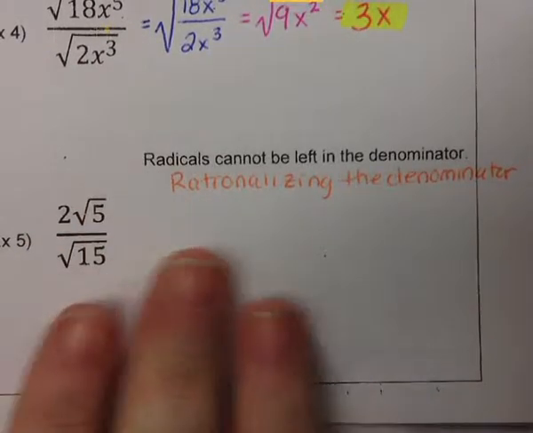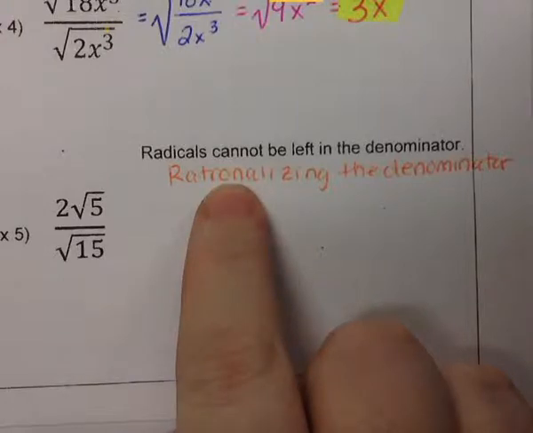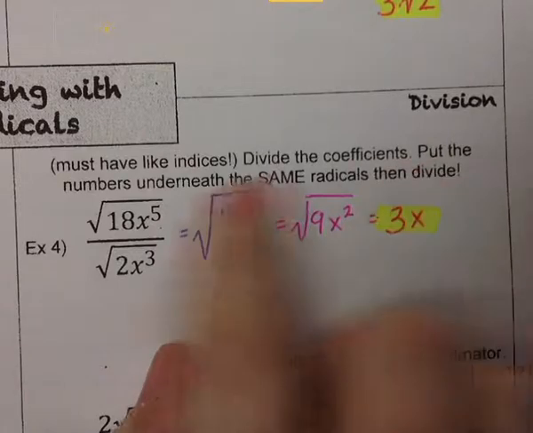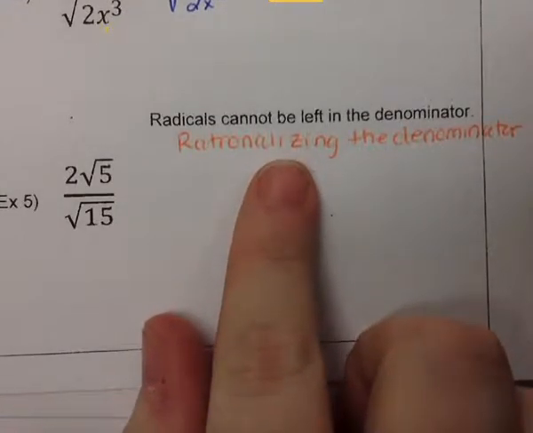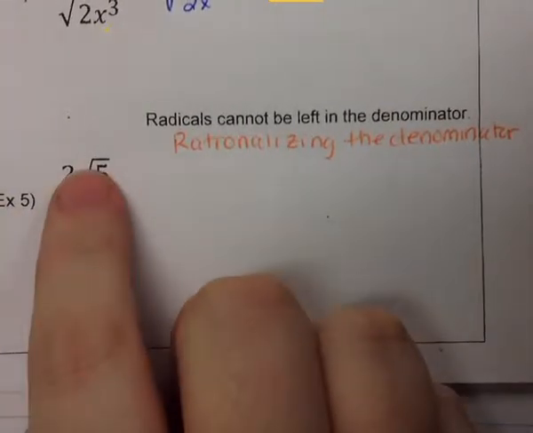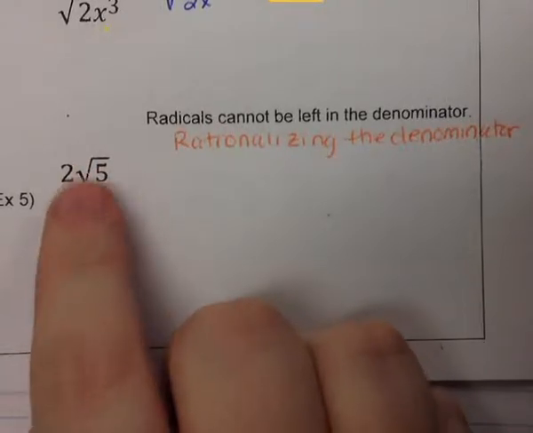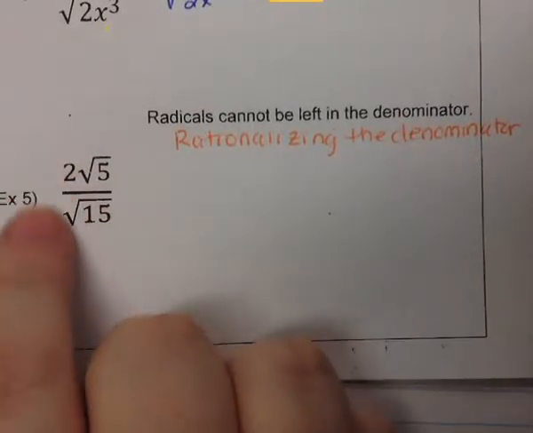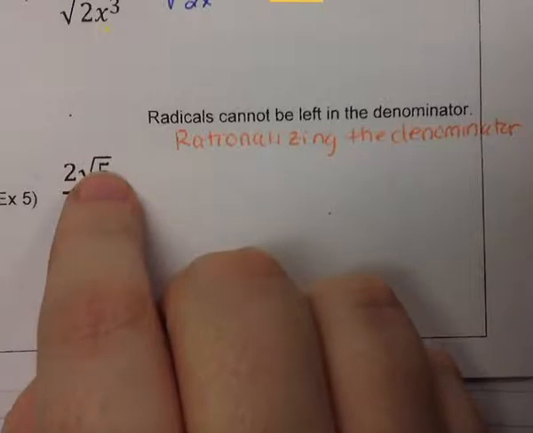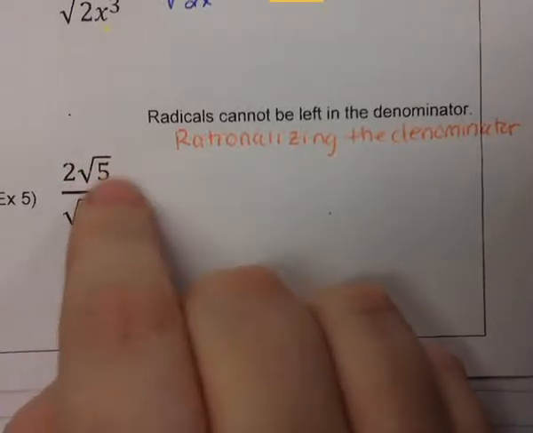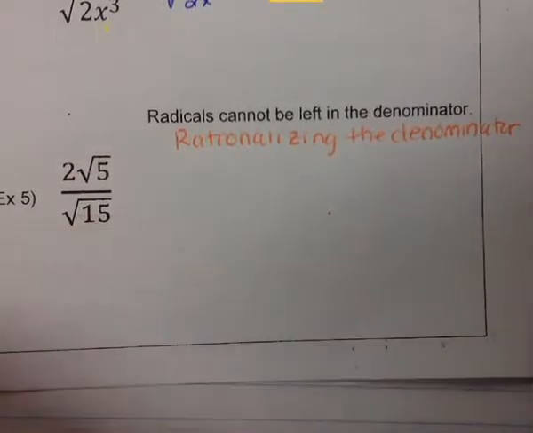However, I do not want to go straight into rationalizing if I don't have to. I want to try and simplify everything as much as possible before I have to do anything that could potentially make this process even longer. So for dividing, these do have the same index. These are both square roots. I want to see if I can divide the coefficients. 2 divided by 1 will not simplify. But then I want to know if I can simplify the radicands. 5 over 15 is possible.